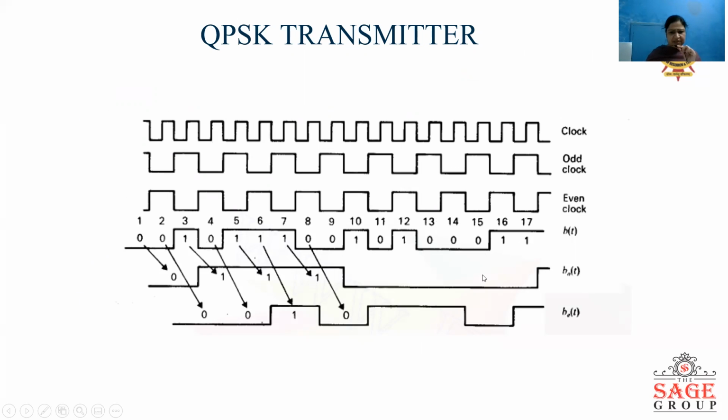We note that the bit stream B0T, which is the output of the flip-flop driven by the odd clock, registers bit 1 and holds that bit for the time 2 TB. Then it registers bit 3, then it holds for time 2 TB, then it will register bit 5 and so on. Whereas the even bit stream BET holds even numbered bits, that is 2, 4 and 6 and so on, for time 2 TB.